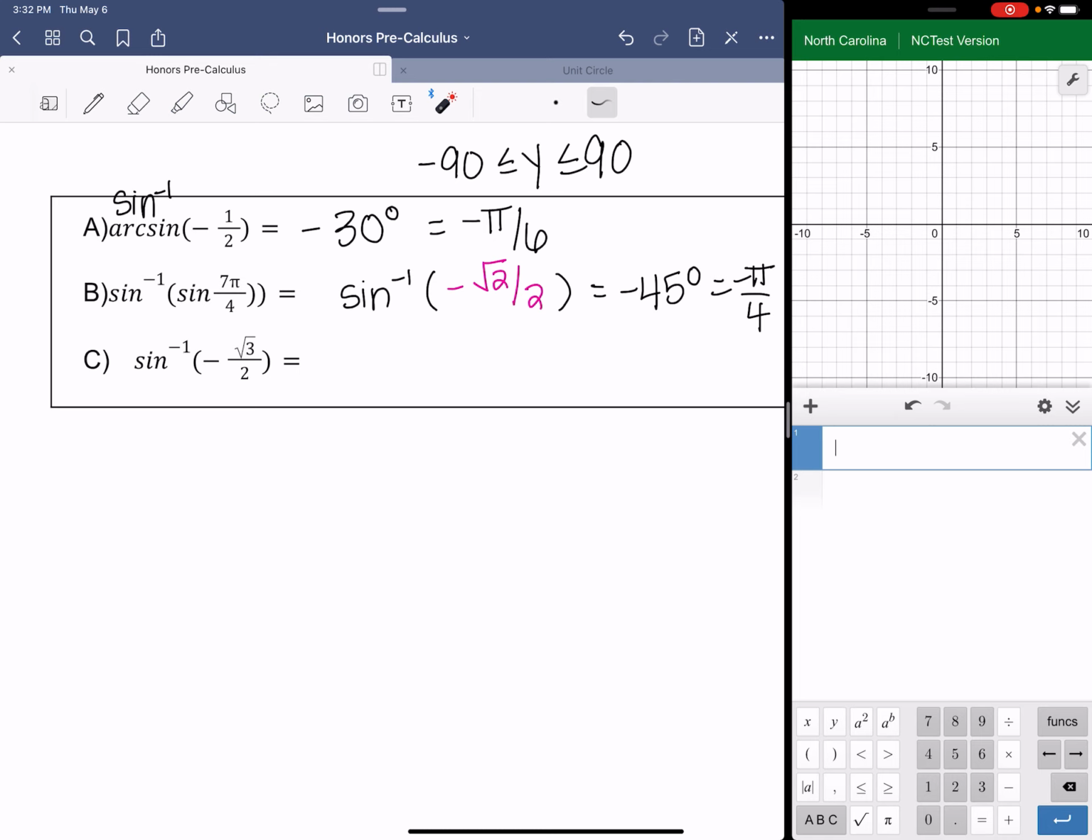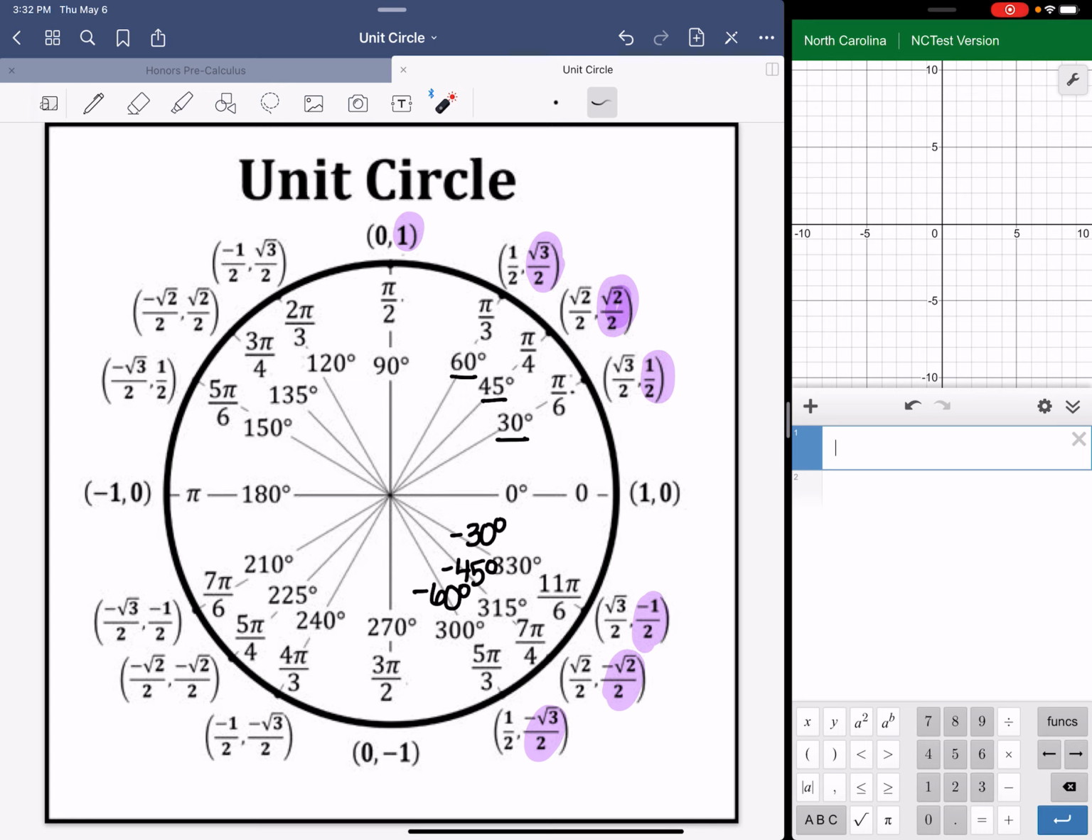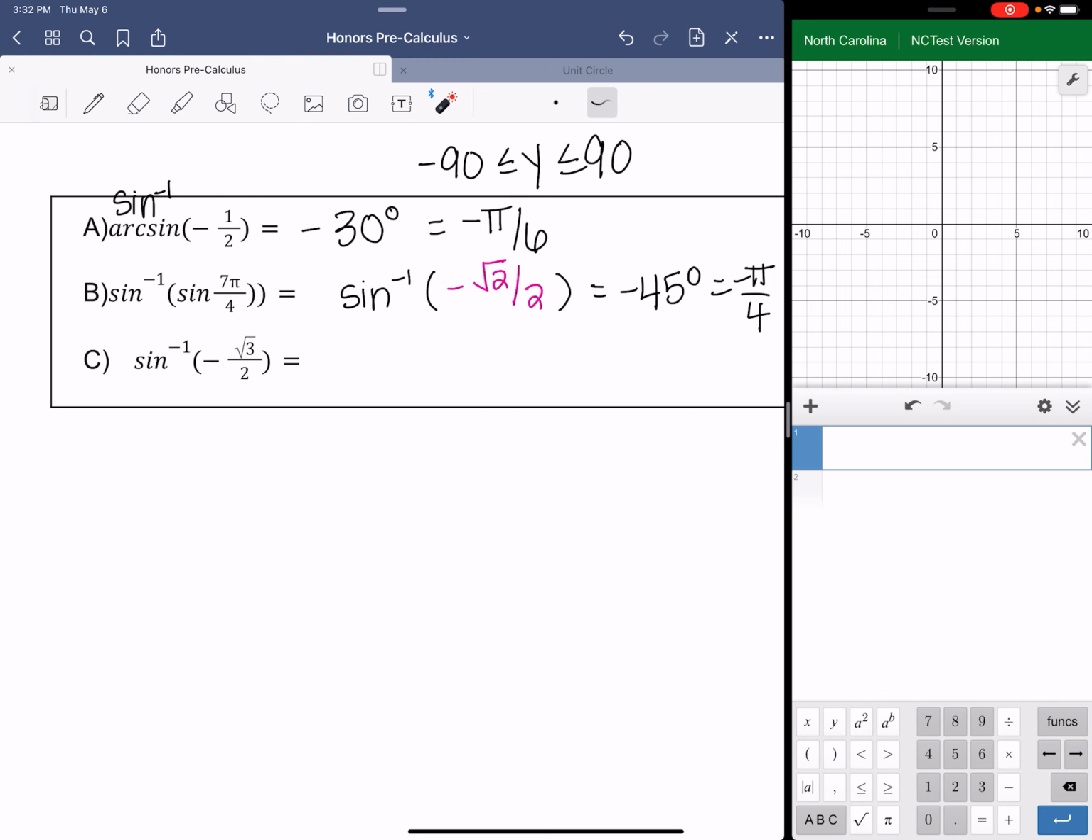And the last one. So we're looking for negative square root of 3 over 2. So we have negative square root of 3 over 2, and that's going to be at positive 300. Well, we can't say positive 300. We have to apply that, and it's going to be negative 60 degrees or negative pi over 3.